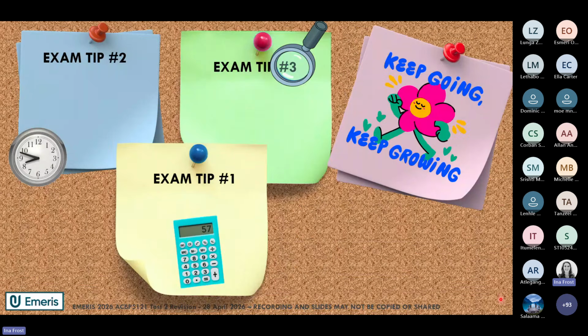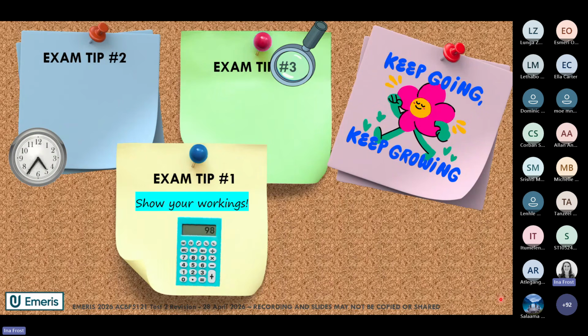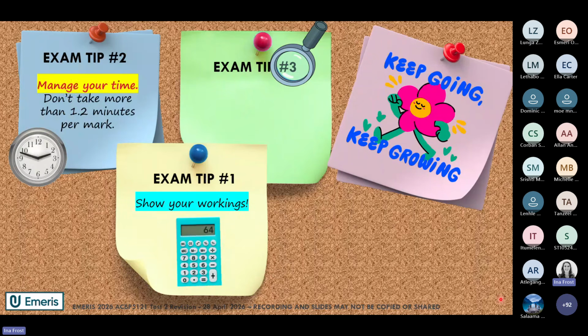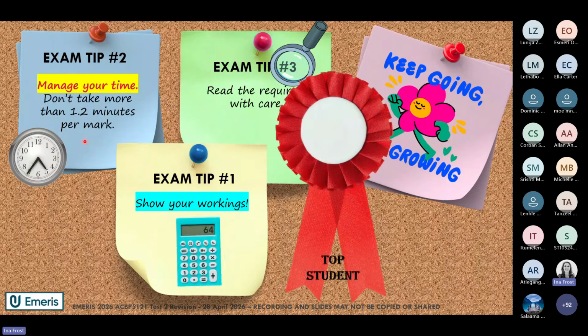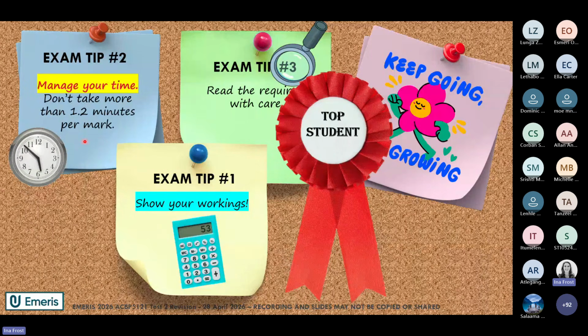Remember your exam tips when you're actually there in the exam room. Tip number 1, please show us all your workings. Tip number 2, make sure that you are managing your time. So please don't spend more than 1.2 minutes per mark, because then that will mean you have to rush at the end of the paper. And then make sure that you are reading your required and all the other information that we give you with great care so that you don't miss out on anything.